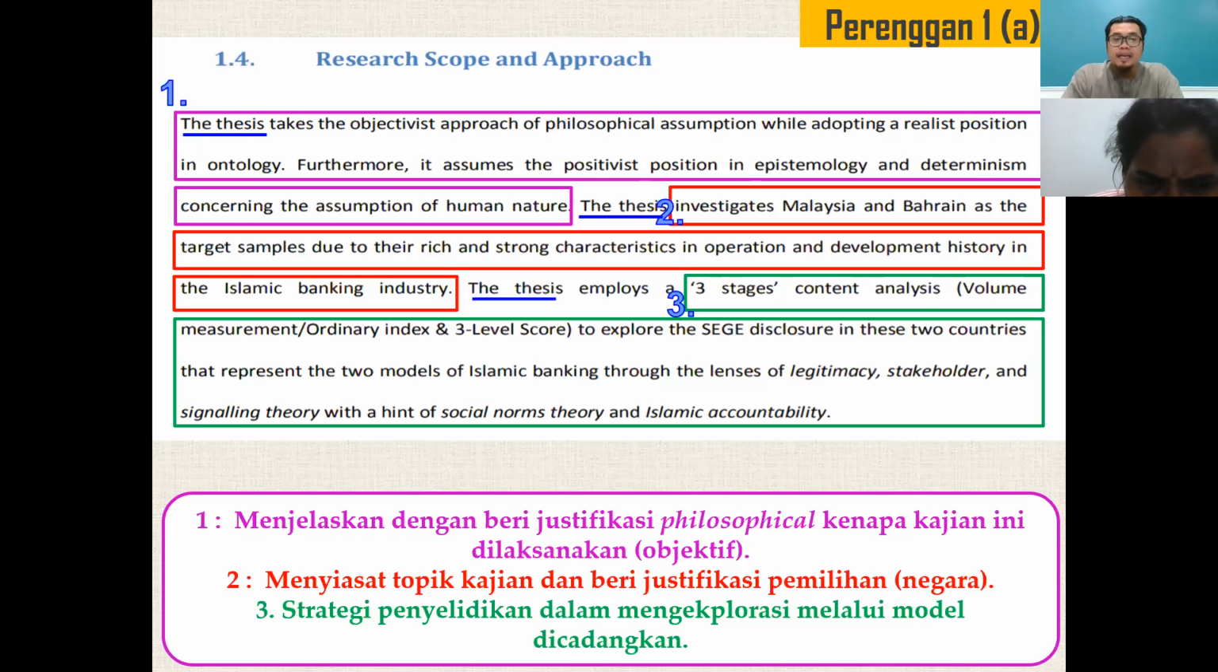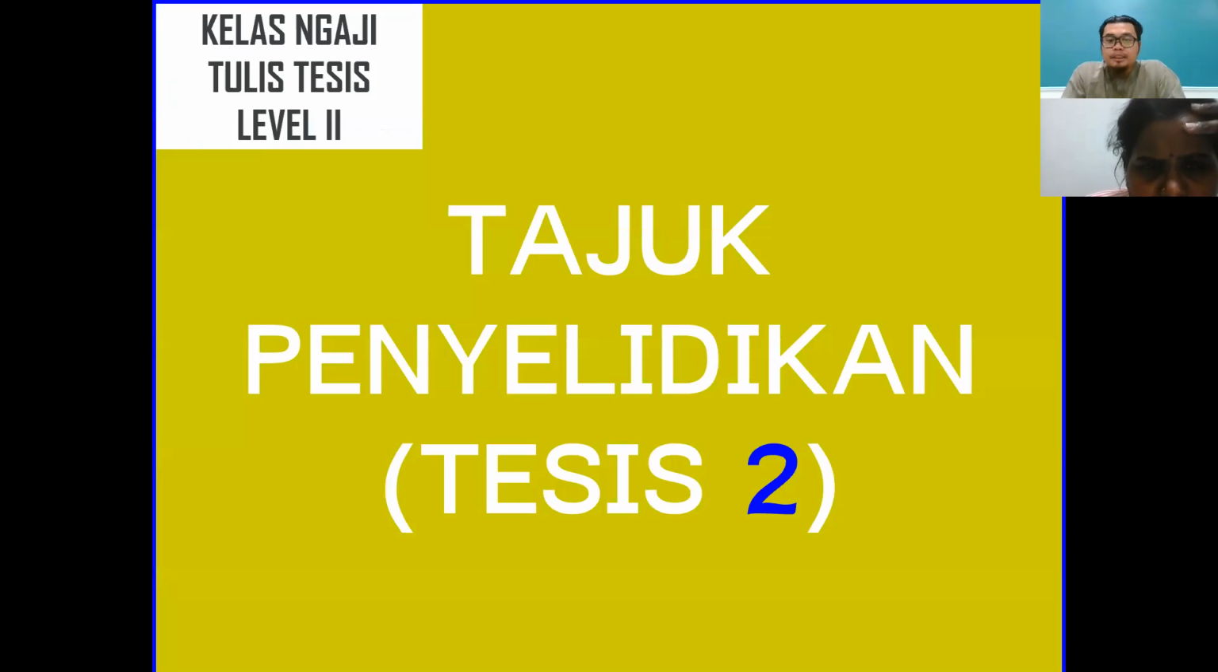Okay, some of these words are actually the research scope. They try to highlight that in this research we actually cover two countries, Malaysia and Bahrain. Then they give the justification, or delimitation, for why they chose Malaysia and Bahrain. This paragraph tries to highlight the research scope and approach. Okay, we go to example number 2.